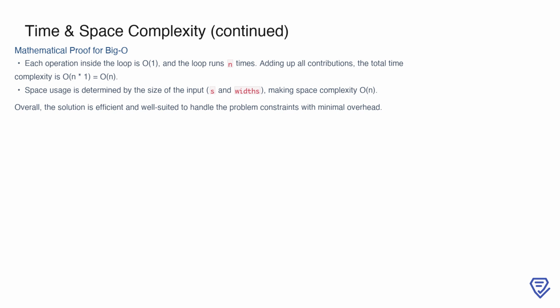For space complexity, the primary contributors are the input string s and the widths array. While the widths array is fixed at 26 integers, contributing O(1), the string s has n characters, which leads to an O(n) space requirement. Additional variables such as max_width, current_width, and lines only use constant space, and the output itself is a fixed size list of 2 integers, also O(1). Therefore, the overall space complexity is O(n). This efficient design ensures the solution meets the problem constraints effectively, with minimal computational overhead.